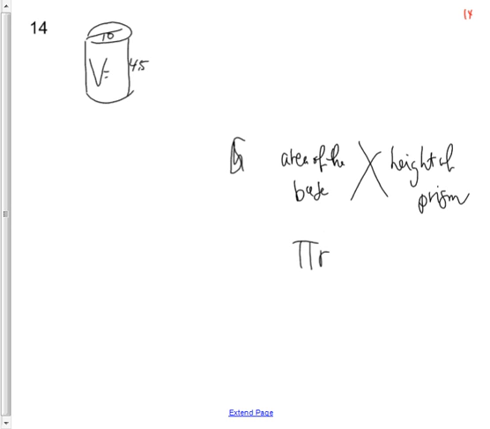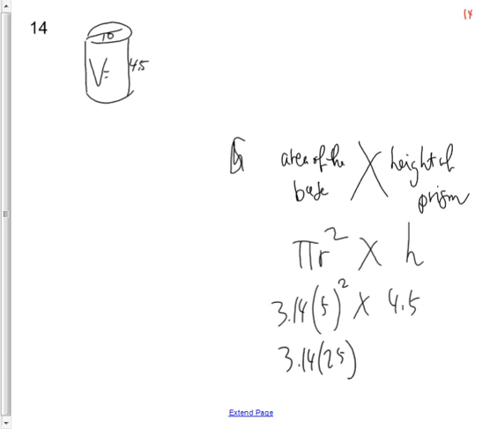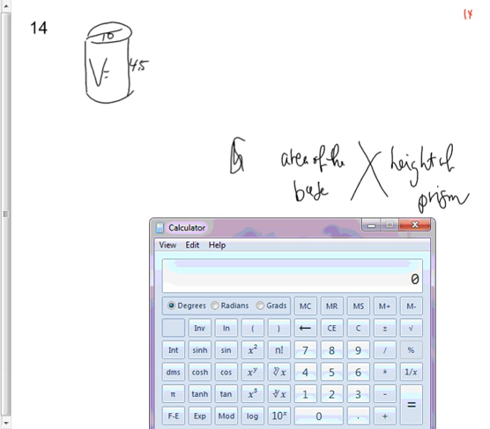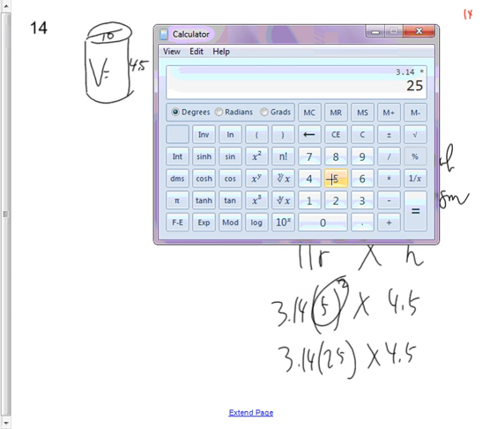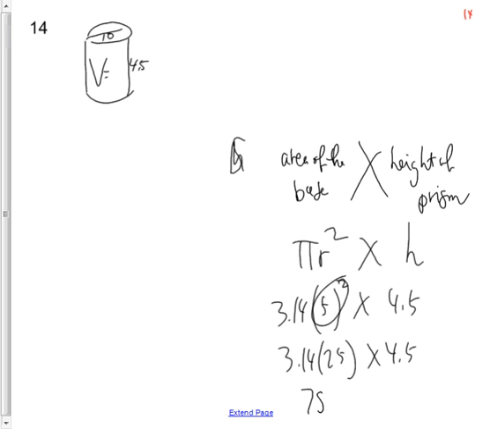So our base is a circle, so we're going to use the area of the base being pi r squared, multiplied by height of the prism, which will use the variable h. I'm going to use 3.14 multiplied by the radius, which is 5 squared, multiplied by the height, which is 4.5. 3.14 multiplied by 25, multiplied by 4.5 would be the first simplification, because I have to do the exponents first according to BEDMAS. Take my calculator, 3.14 multiplied by, what was it again, 25? 25 equals 78.5 multiplied by 4.5.